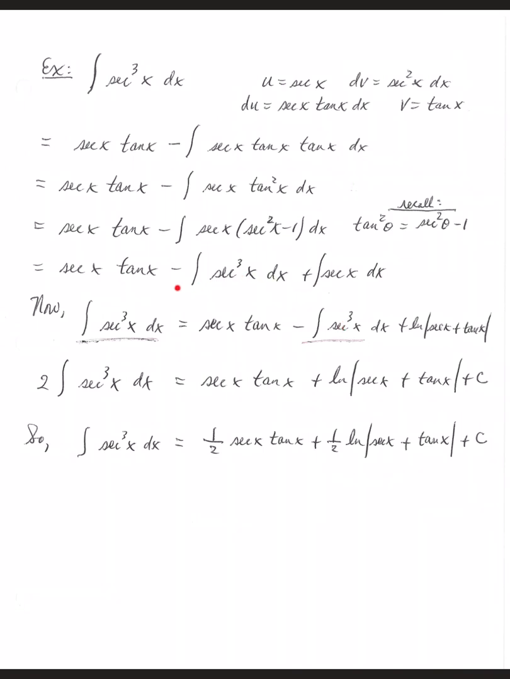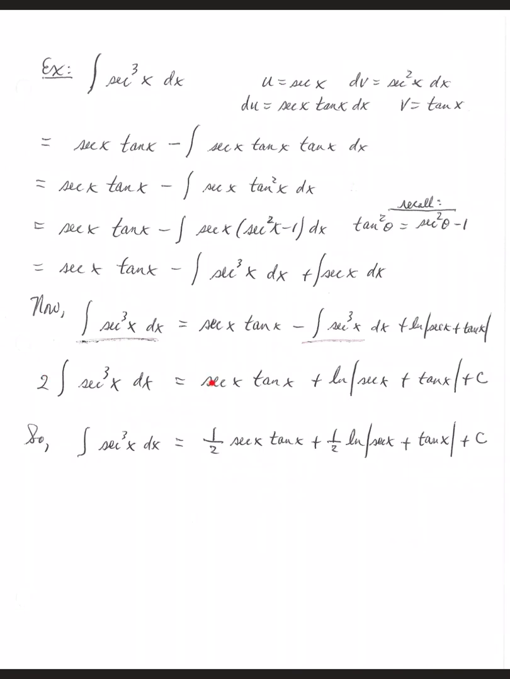Now once I move this one over, I've got two of them. And that's equal to secant x tan x plus, we've looked at this integral before, and if you need to use your formula sheet, that's totally fine. The antiderivative of secant x is natural log absolute value of secant x plus tangent x, plus our constant of integration. By moving this integral over, since it was the same as the original problem, I've got two of them.